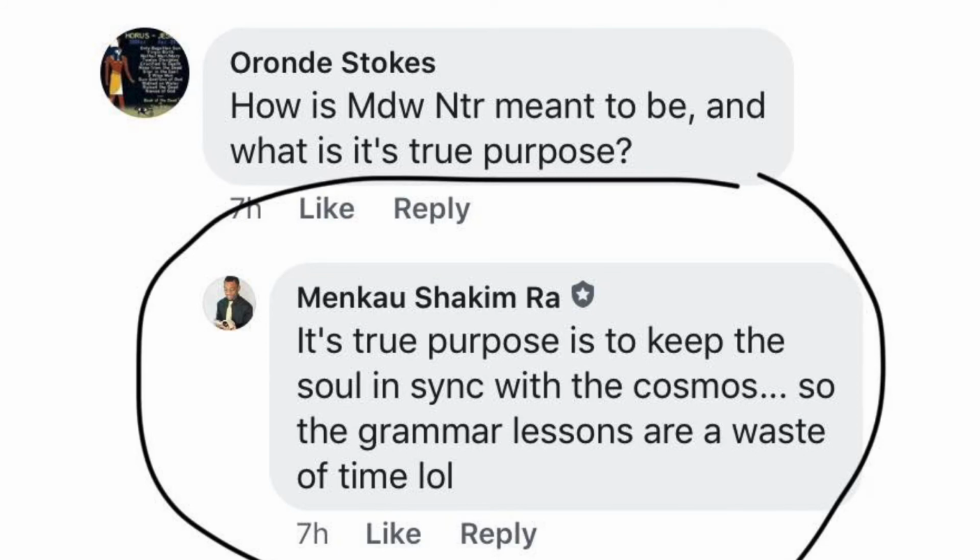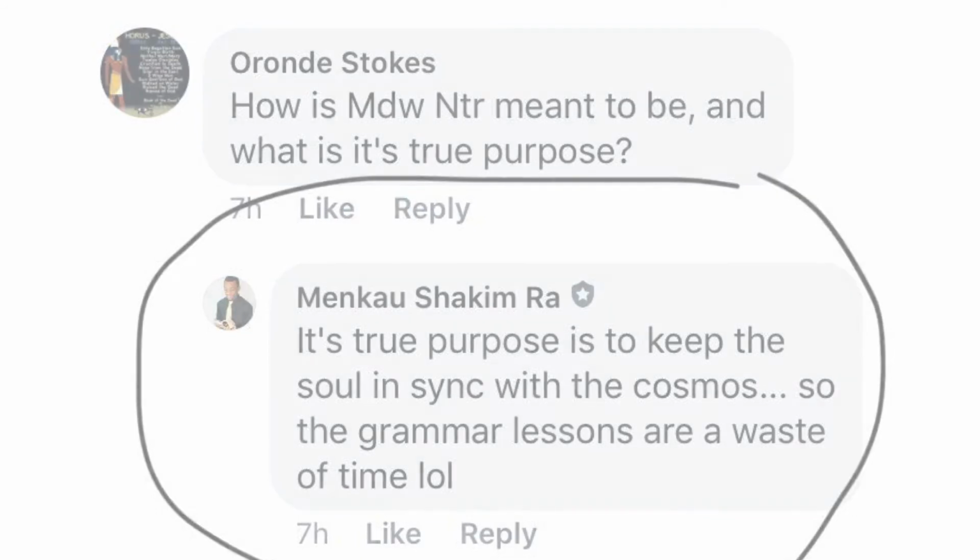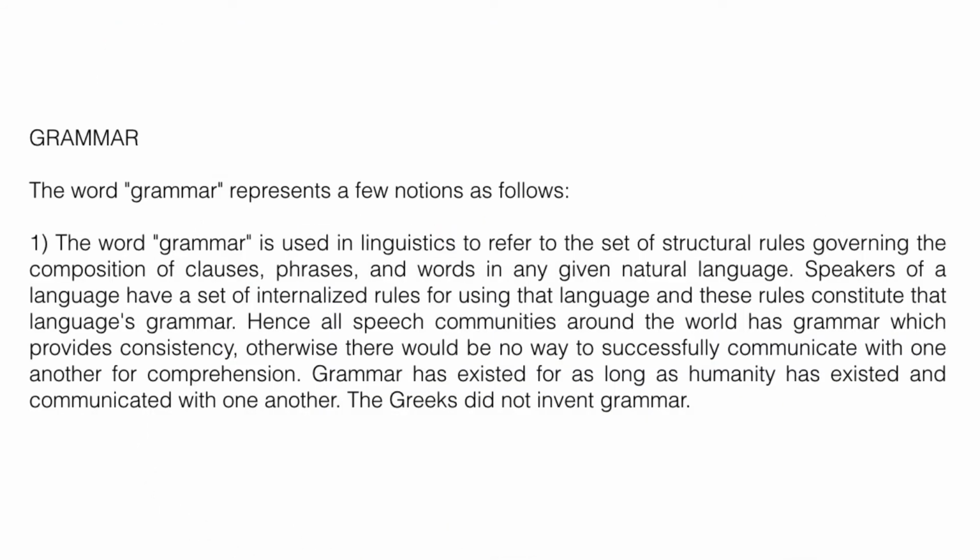But to say it's a waste of time is just totally nonsense. And so I made that clear over the past 2 days or so, that grammar exists in all languages. And I even did a post about the word grammar itself and how it's used and how it's misused, actually. Grammar itself is the set of rules that governs a language. It causes a language to be consistent enough in order for it to be a tool of communication.